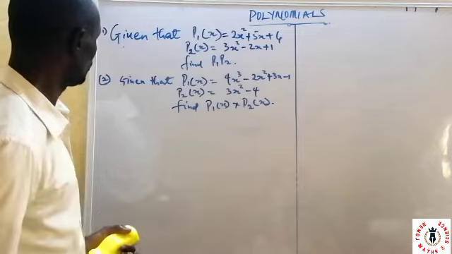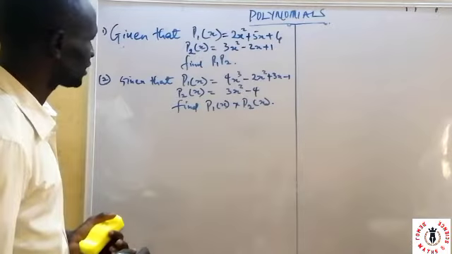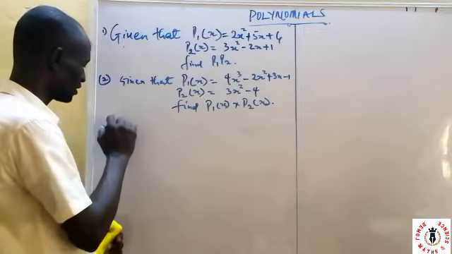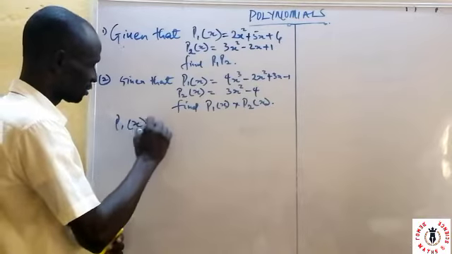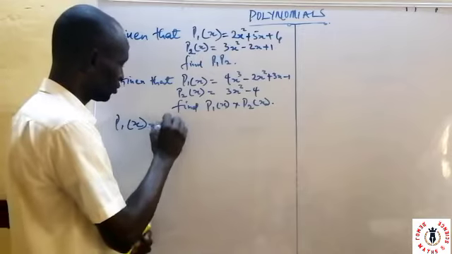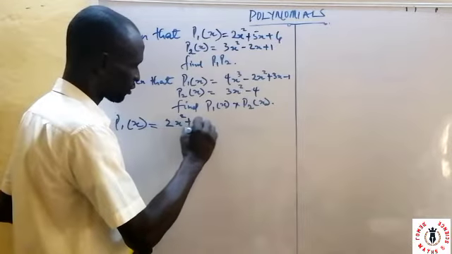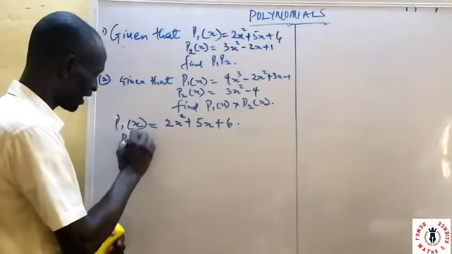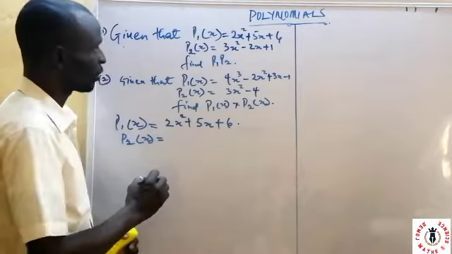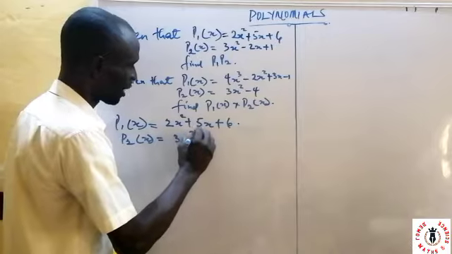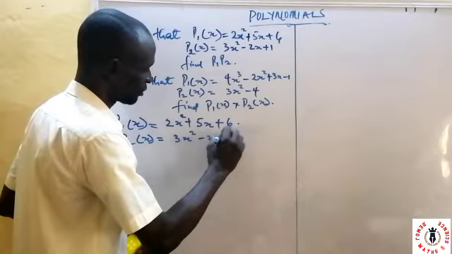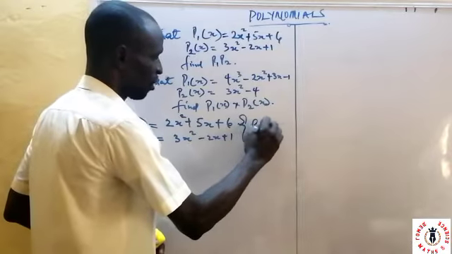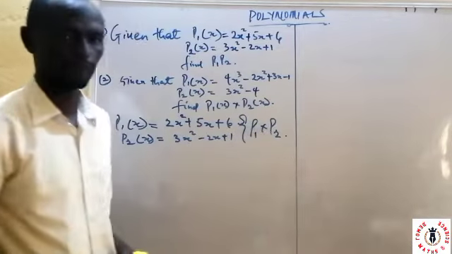Now, we'll use these two equations. Let's get started with equation one. Equation one says P1 of x is equal to 2x squared plus 5x plus 6. And P2 of x is equal to 3x squared minus 2x plus 1. Now I'm to find P1 times P2.